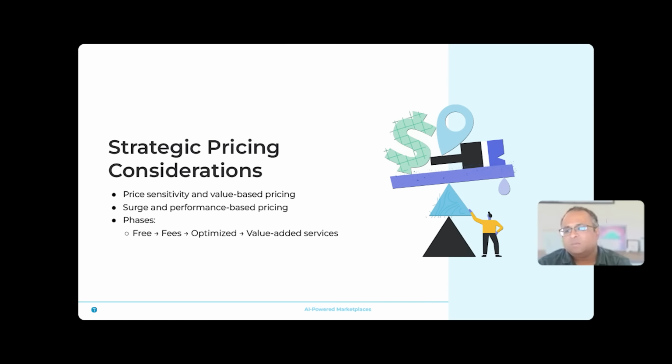So one of the things is usually the phases that people grow into certain marketplaces: you start with something free or with low fees, and then you optimize it, and then you add value-added services on top of it. The important thing is there are models that can tell you the price sensitivity of a particular customer. And also, how do you automatically adjust search performance and pricing and so on based on what a market can take.